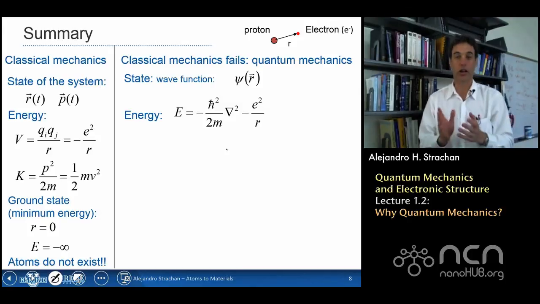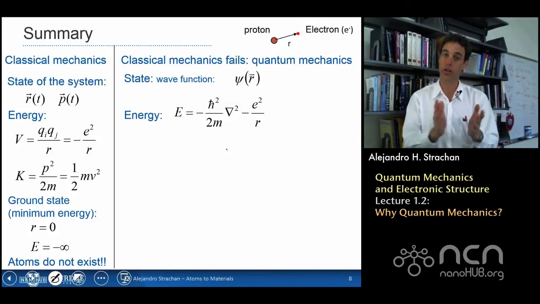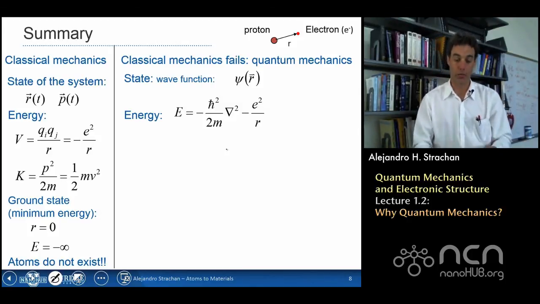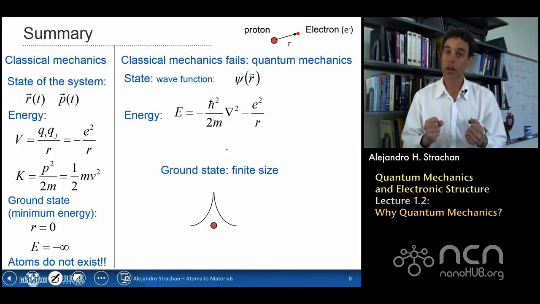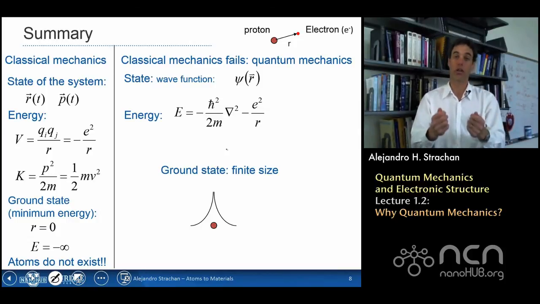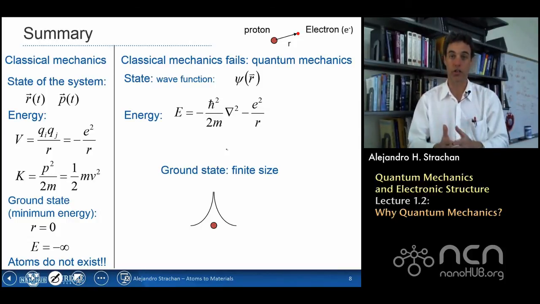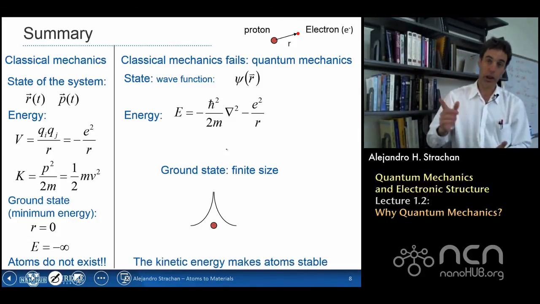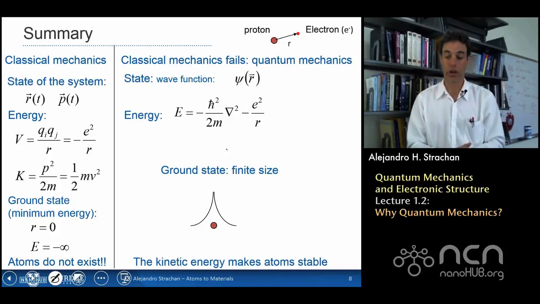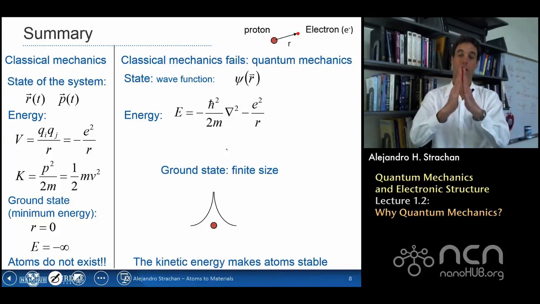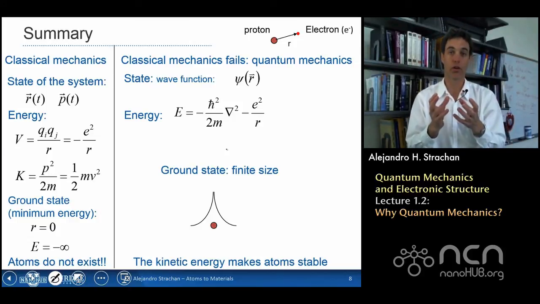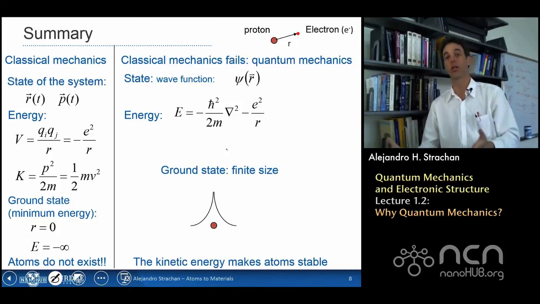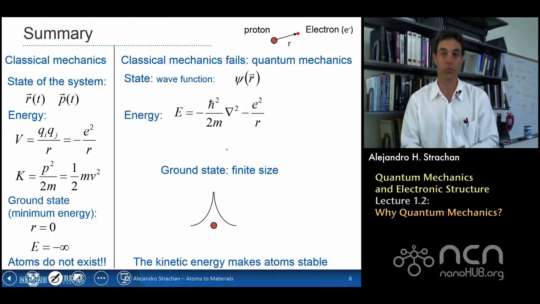We have been able to write an expression for the total energy that's kinetic plus potential. It's called the Hamiltonian operator. And we found that the ground state, the lowest energy state of hydrogen, has a finite size. It doesn't collapse, and really quantum mechanics saves the day. And this is all thanks to the kinetic energy. So we have to thank the kinetic energy and the Heisenberg uncertainty principle for stabilizing our atoms, from which we can build molecules, materials, and people.